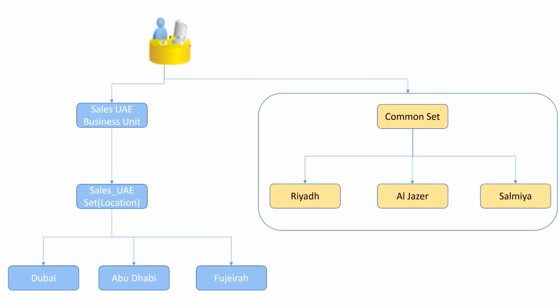But whatever locations are available in the common set are also available for this sales UAE business unit. So that is a kind of risk, because if some employee is hired in the sales UAE business unit, the administrator by mistake can put the Saudi Arabia location for them. So common set is available across all your business units, but the reference data set is available only for the particular business unit to which it is linked.